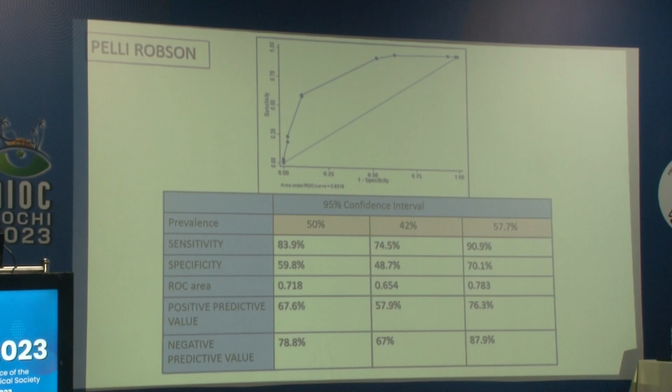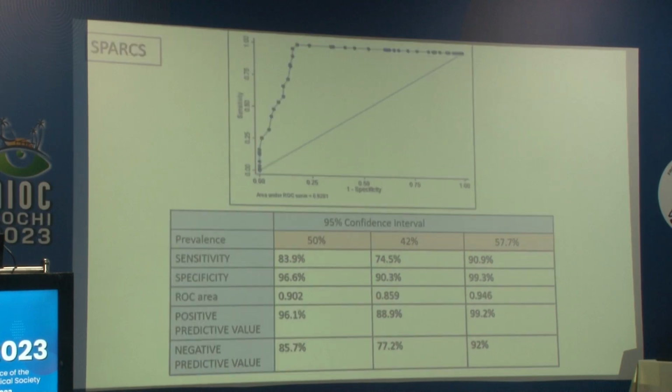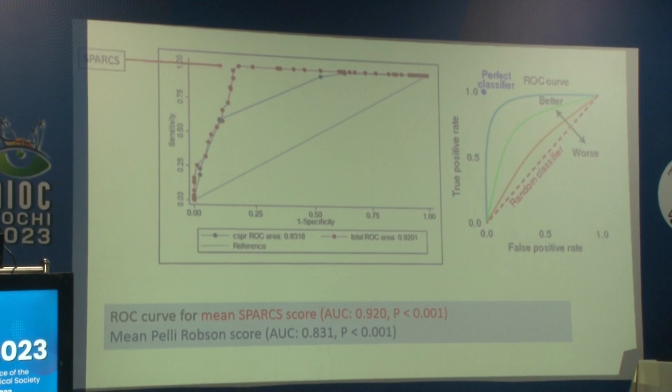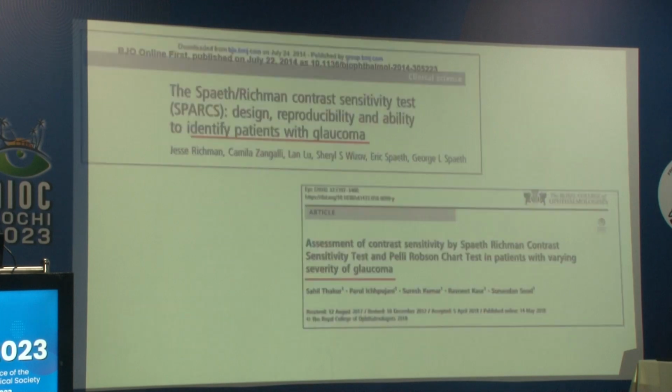On plotting an ROC curve for Pelli-Robson, it had a sensitivity of 83.9 and specificity of 59.8. Similarly, plotting an ROC curve for Sparks at a cutoff at 70 had a sensitivity of 83.9 and specificity of 96.6. On comparing the ROC curve for Sparks and Pelli-Robson based on perfect classifier, the Sparks was much nearer to the upper left quadrant, indicating a better performance.